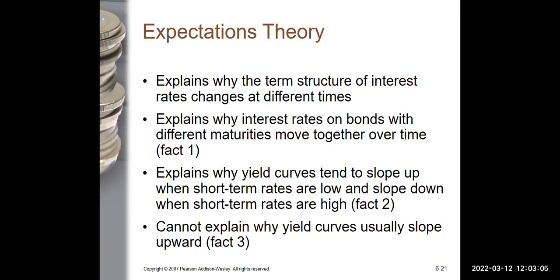It also explains why yield curves tend to slope up when the short-term interest rates are low and slope down when the short-term interest rates are high. For example, if you take the opposite, the current period interest rate is 8% and the future period interest rate is 6%. So you expect interest rates to fall in the future.